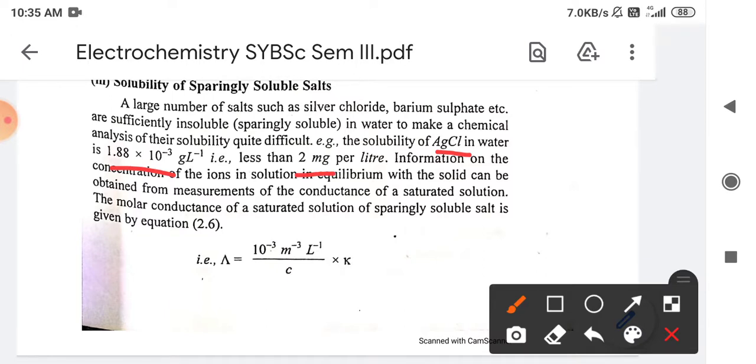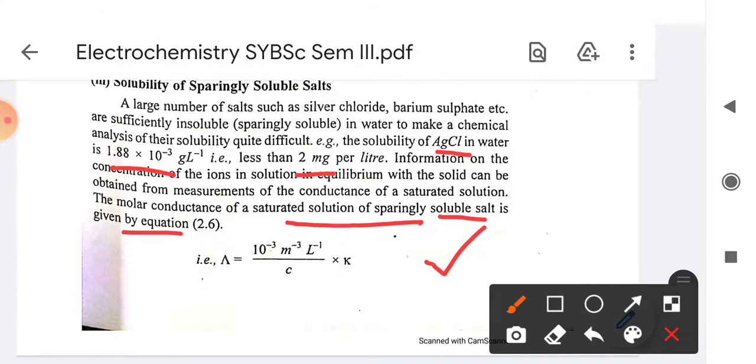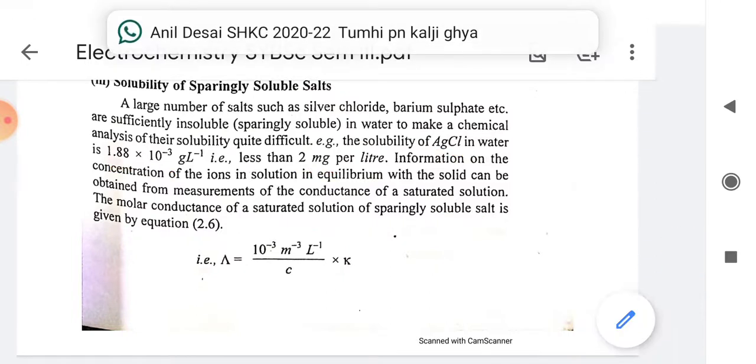So information on the concentration of ions in the solution at equilibrium with the solid can be obtained by measuring the conductance of a saturated solution of the sparingly soluble salt, and we can now determine the solubility and solubility product for the given sparingly soluble salt. So how can we determine it? By using this formula. This formula is only applicable when we have a saturated solution of a sparingly soluble salt. So how do you obtain the saturated solution?